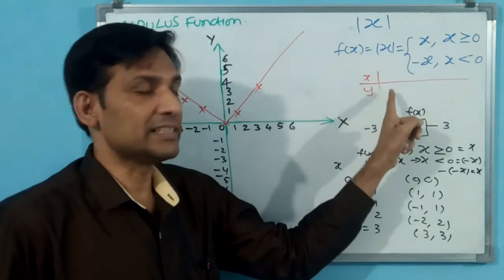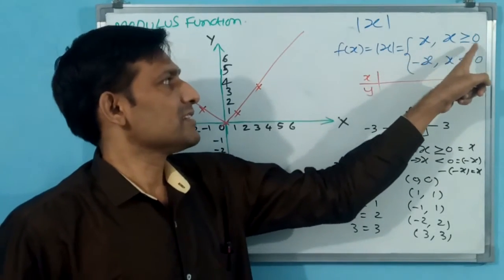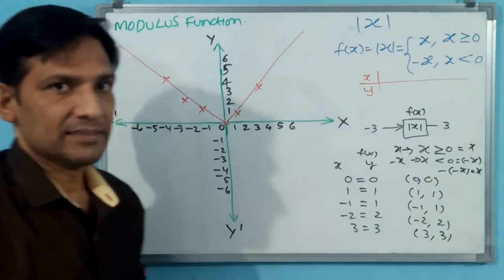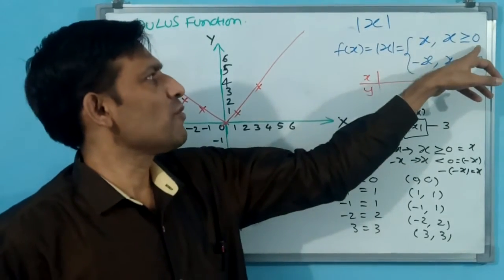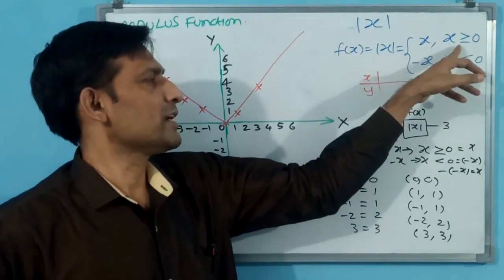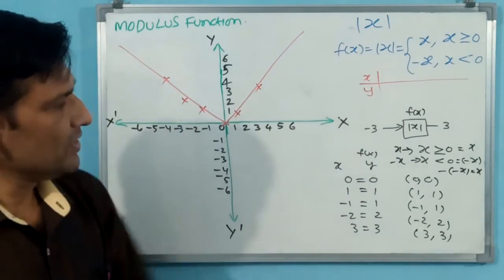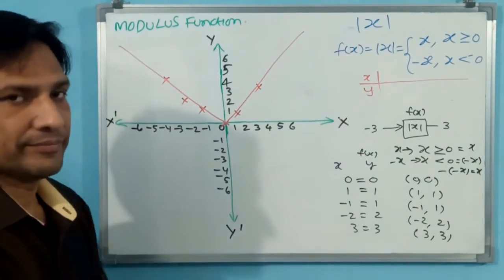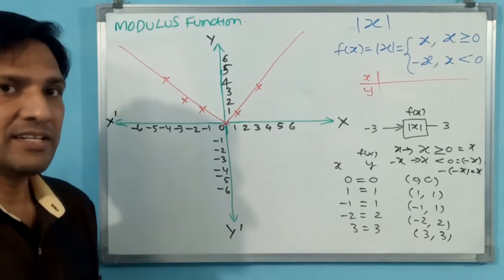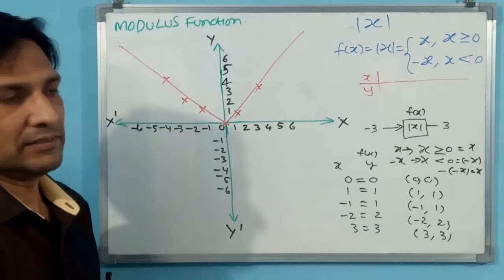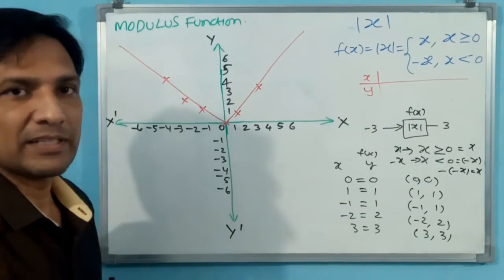But we are learning functions. If x is greater than or equal to 0, x. Equal to 0 means, if it is 0, then 0 only will come. If x is 0, 0. That's all. Okay, see here how the results are coming. This is the modulus function. Shall we go for another function? Okay.